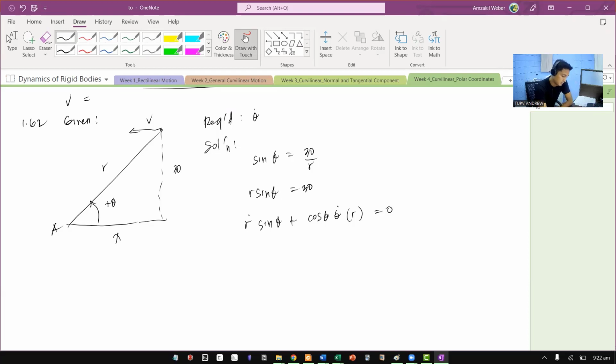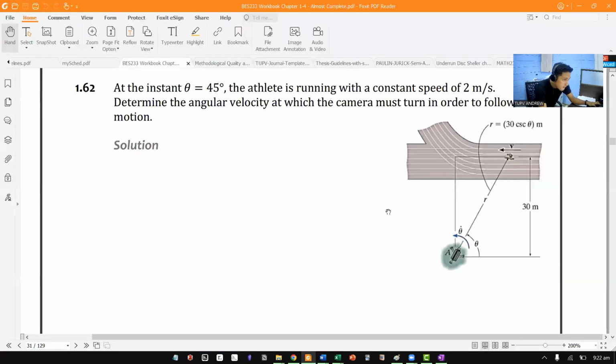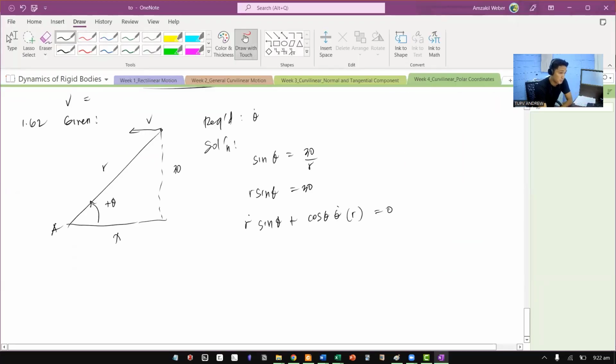So we have theta dot here, we have r, we have sine and cosine of the angle, and the r dot. Given that the angle is 45 degrees, there is no problem with sine theta, cosine theta, and r at that point, because the angle is 45 and the distance is 30, so r is 30 square root of 2. What about the r dot?